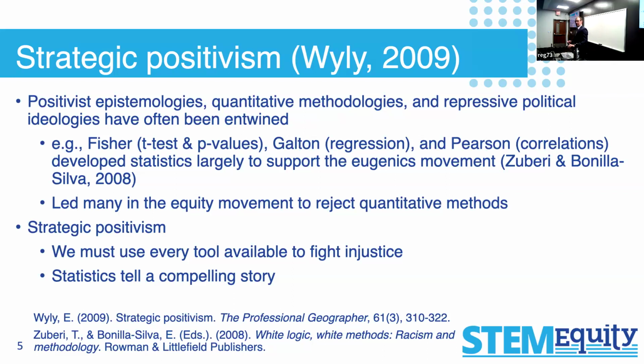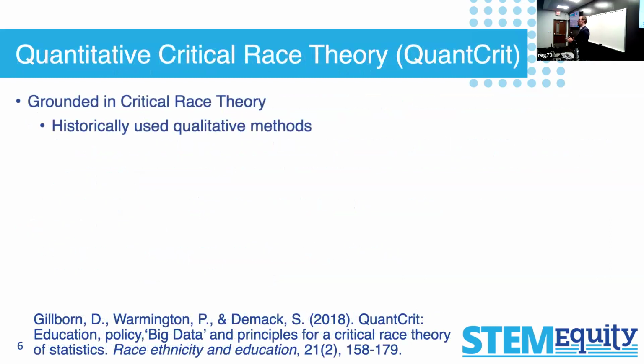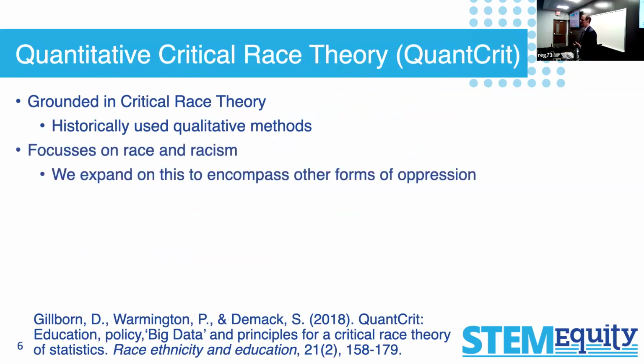So one of the tools that I like to draw on is called quantitative critical race theory. It's grounded in critical race theory, which has traditionally been associated with qualitative methods. But it's taking those same ideals and thinking, how do we translate them into quantitative research? The focus traditionally with critical race theory is looking specifically at race and racism. But I'm going to expand this to look at other forms of oppression as well. This is how I'm choosing to use the tool slightly differently. We're going to go beyond race and racism.